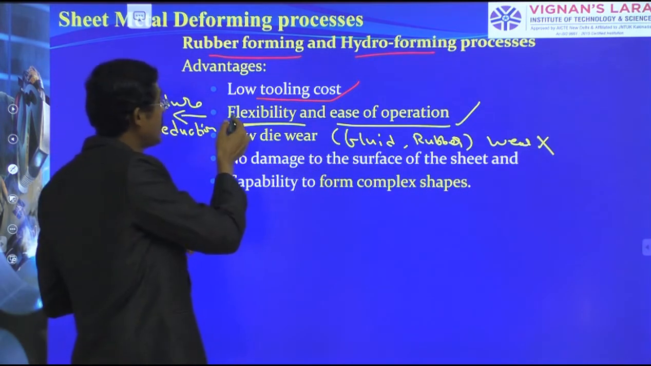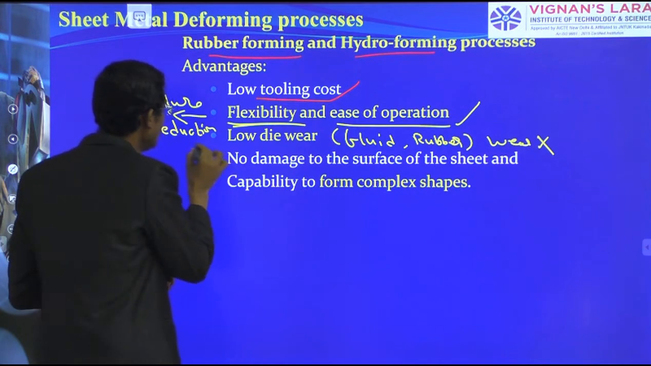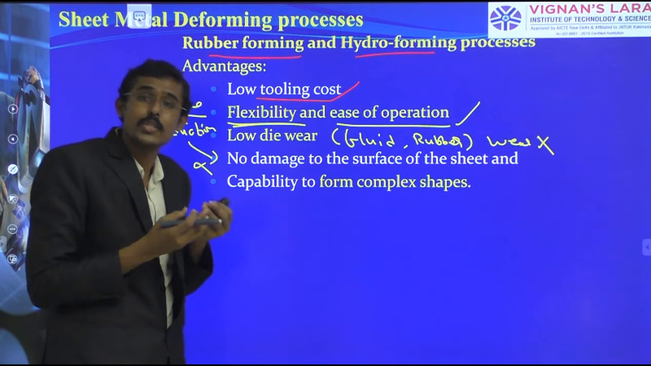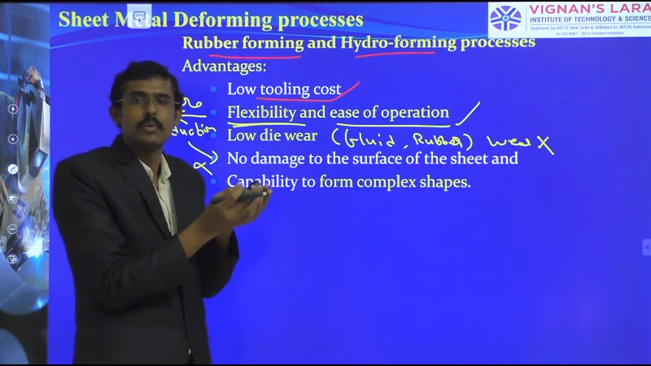The flexibility is there, the cushion is there. Automatically, no damages are formed here. Automatically the sheet is protected. What is the form? A cup.